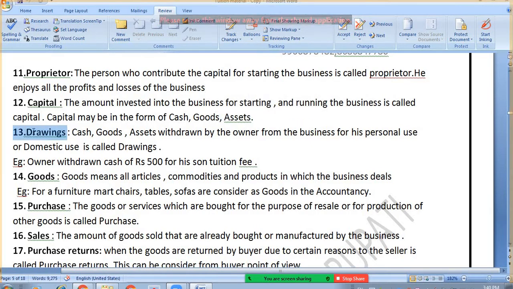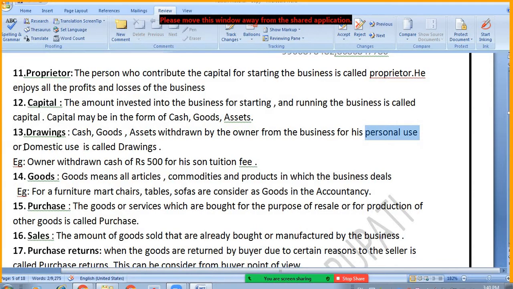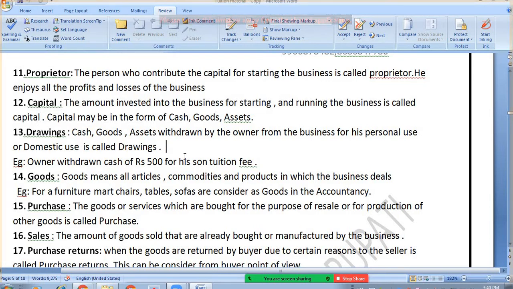Okay, next one, drawings. Cash, goods or assets withdrawn by the owner from the business for his personal purpose or personal use or domestic use is called drawings. See, sometimes the owner withdraws some portion of resources from the business for his own usage, or for his relatives' usage, or for his friends' purpose. All are considered as drawings.